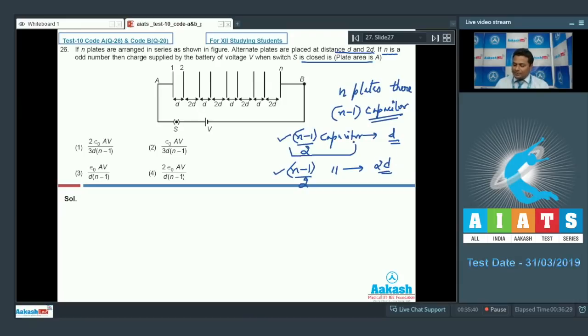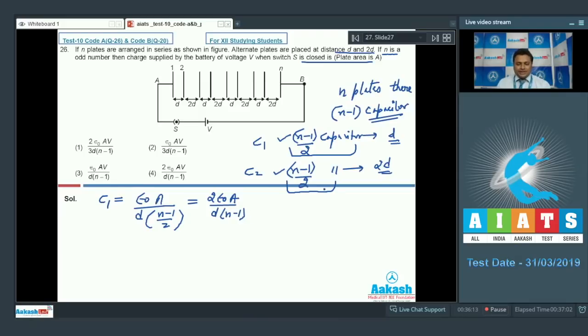The combination of the d separation capacitors will be, suppose, C1. The combination of the 2d separation capacitors is, suppose, C2. First of all, let us find out C1 and C2. C1 will be given as epsilon naught A divided by d, times the total number of capacitors, (n-1)/2. That will be C1. After solving, we get 2 epsilon naught A divided by d times (n-1).